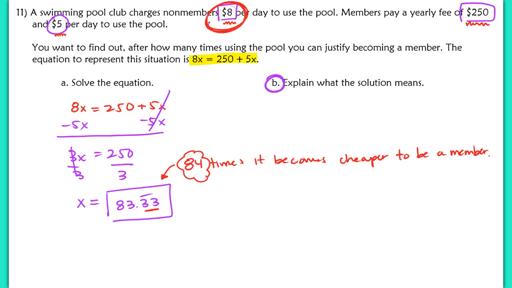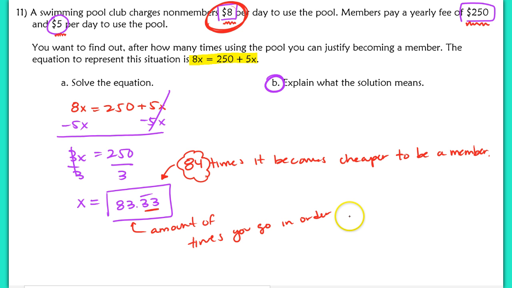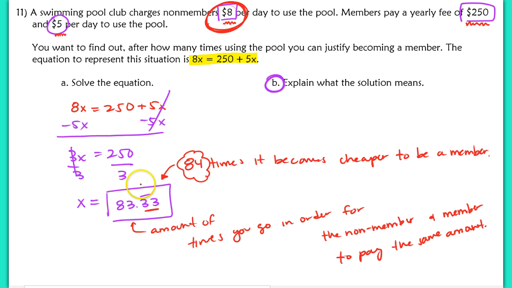So basically, this is the amount of times you go in order for the non-member and member to pay the same amount. And of course we can't go 83.33 times. So really, if you go only 83 times, it's cheaper for you to be a non-member. As soon as you go 84 times, though, it becomes cheaper for you to be a member, because you're paying a little bit less at that point.